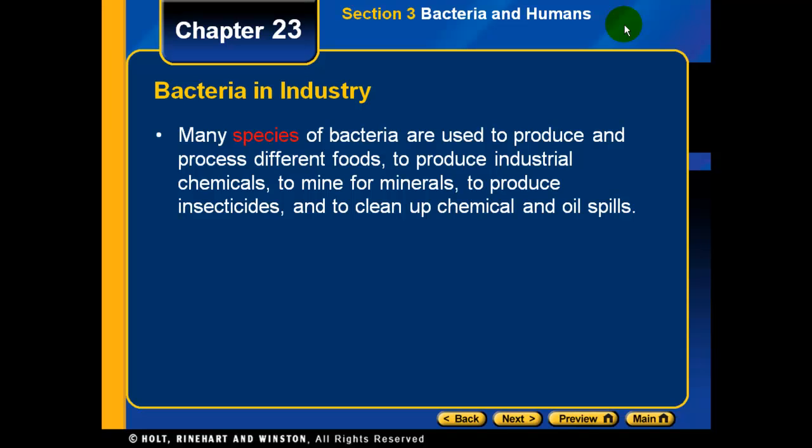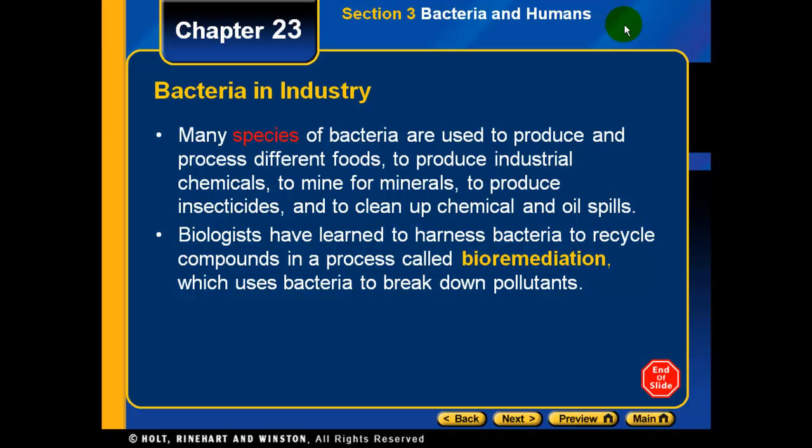Many species of bacteria are used to produce food, and bacteria can process different foods. They also produce industrial chemicals and help find minerals. They also produce insecticides. And bacteria are now used to clean up chemical spills and oil spills. This has been in the news in the last few years about oil spills, and the big oil spill that just happened. They have learned that they can use bacteria to break down the oil and these pollutants in the water. That process is called bioremediation. That finishes our podcast for chapter 23.